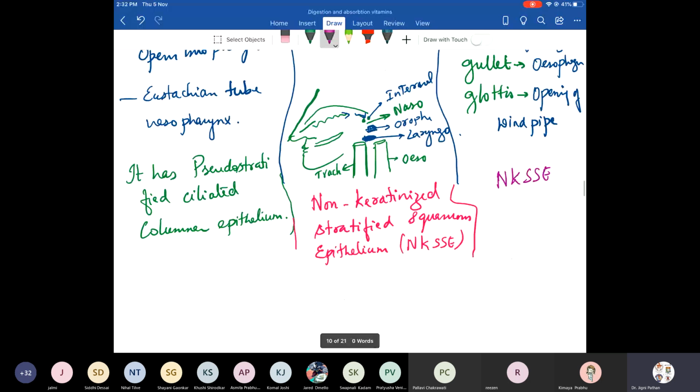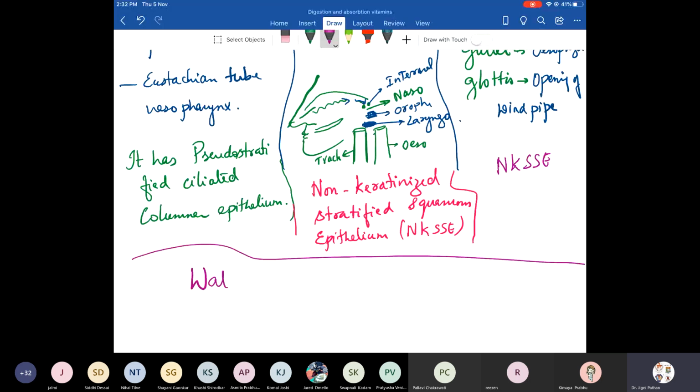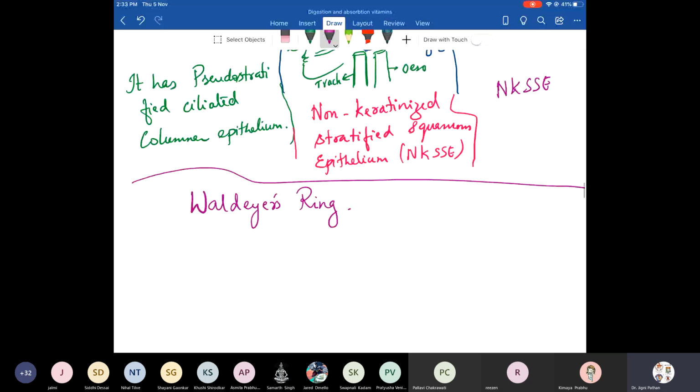A very important thing we will be learning about is the tonsils. The tonsils that are present are in the form of Waldeyer's ring. Let us draw this, and then we will discuss each point in detail.